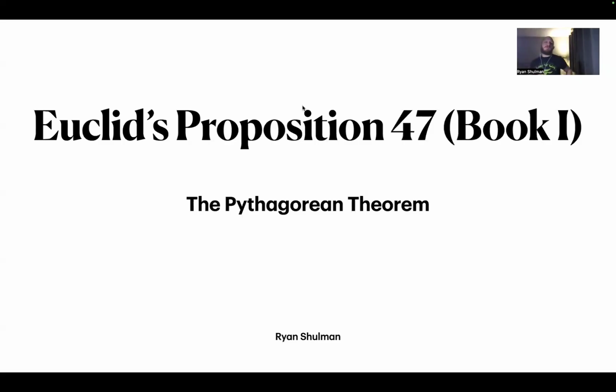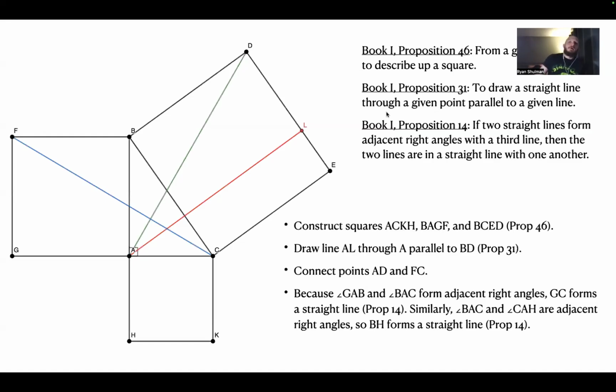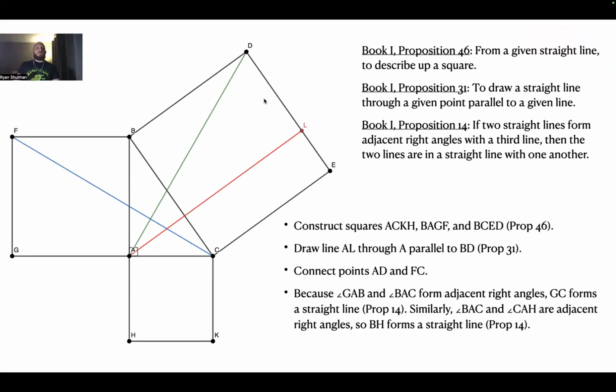All right. So this is going to be a presentation of Euclid's proposition 47 from book one, which is better known as the Pythagorean theorem. Okay, so throughout this presentation, in the top right corner, I'll have listed out the propositions that are incorporated in the steps on that slide. So for this slide, we're going to use Prop 46, Prop 31, and Prop 14 in that order.